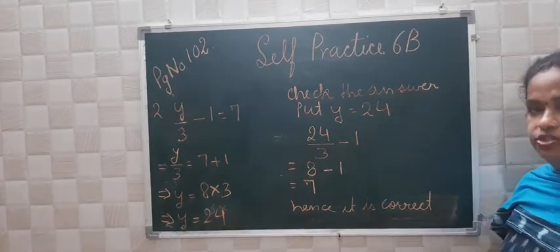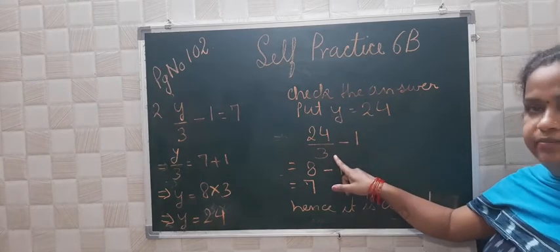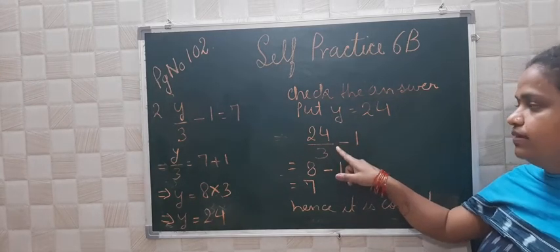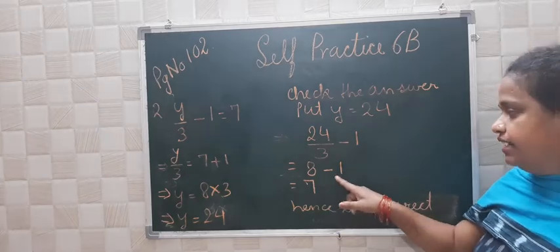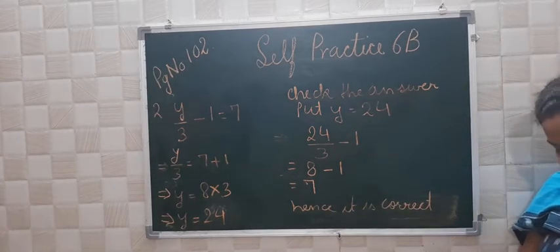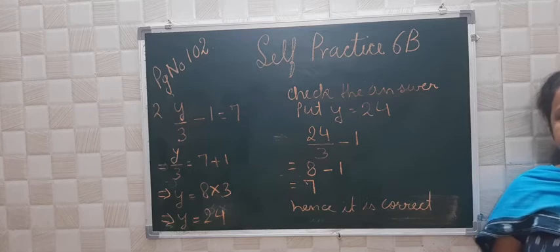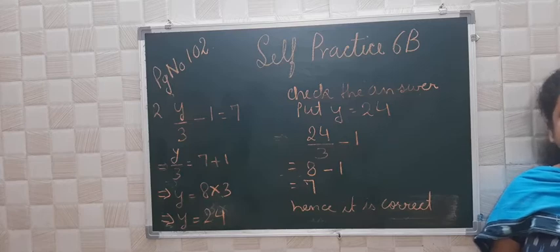Same way when you have to check the value. So y is equal to 24. 24 by 3 minus 1. So 24 by 3 means 8, and 8 minus 1 is 7. So you see, you are getting 7 on the right hand side. Hence the answer is correct. Do you have any problem here? Any confusion? So let's now move to the third question.